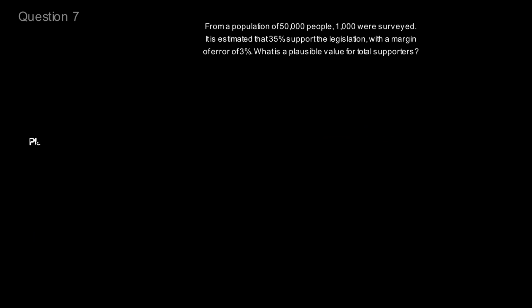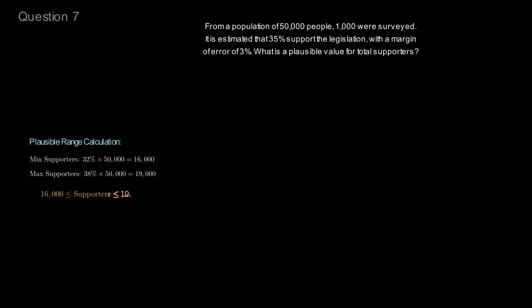To find the plausible number of people in the whole population, we calculate these percentages out of the total 50,000. The minimum number is 32% of 50,000, which equals 16,000 people. The maximum number is 38% of 50,000, which equals 19,000 people. Therefore, the actual number of supporters must be between 16,000 and 19,000.